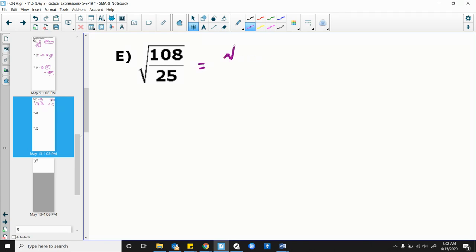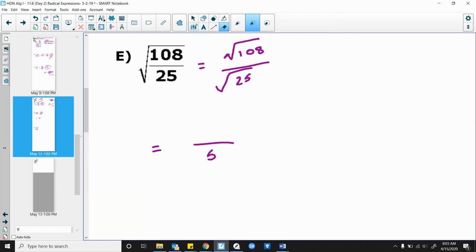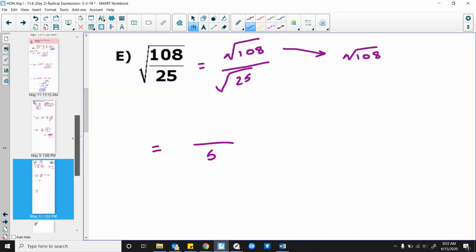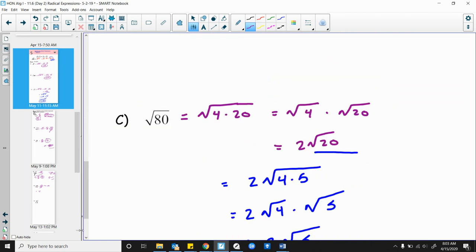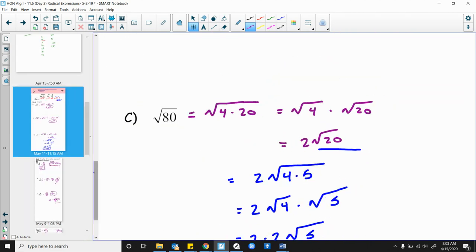So instead, we'll just write it as square root of 108 over square root of 25. Handwriting's getting kind of bad here. We already know that the bottom of this is going to be just 5, because the square root of 25 is going to get us 5. But we've got to do something with the top here. Square root of 108, we have to treat and simplify similar to what we did up here with 12, 380. We've got to do the same thing there.